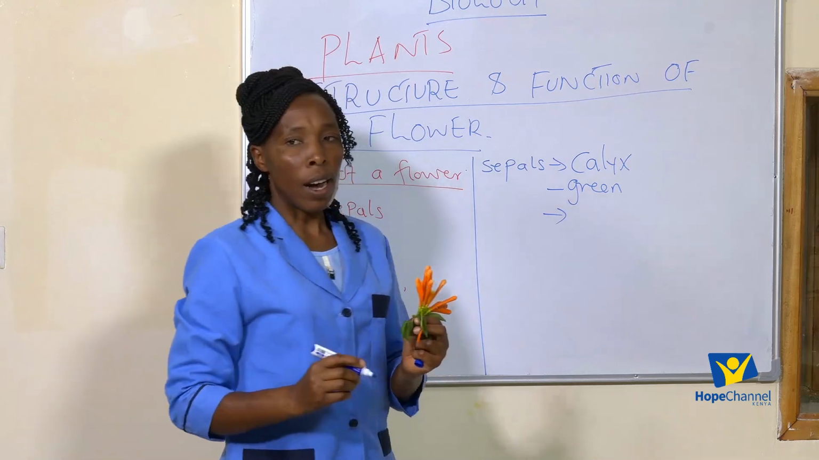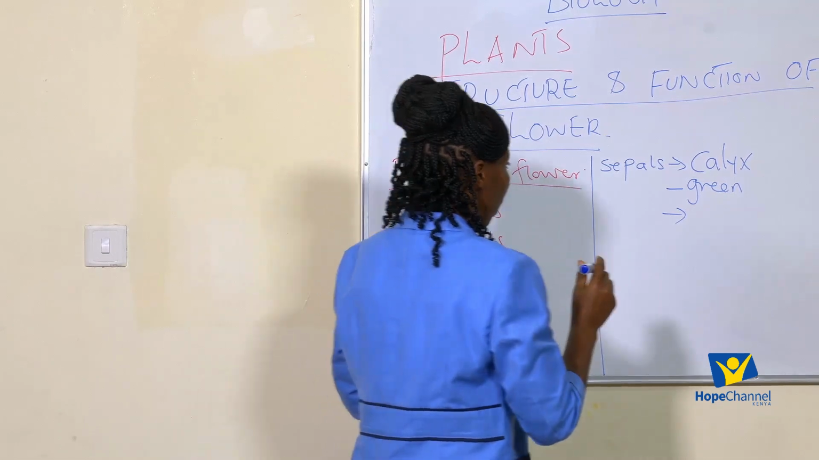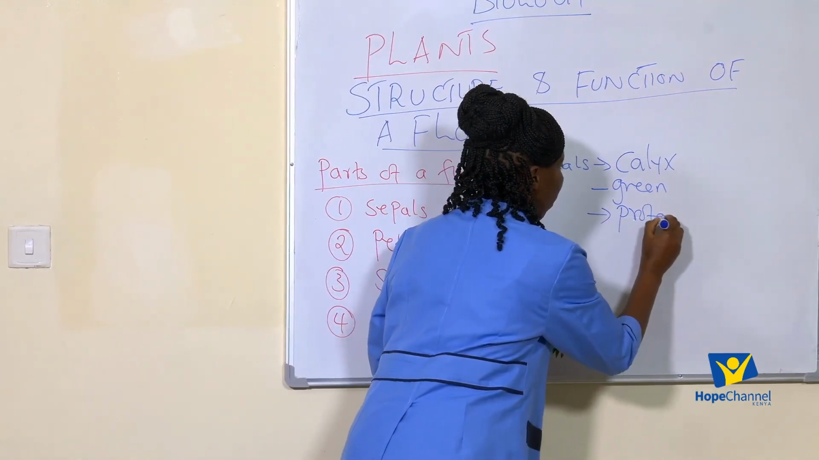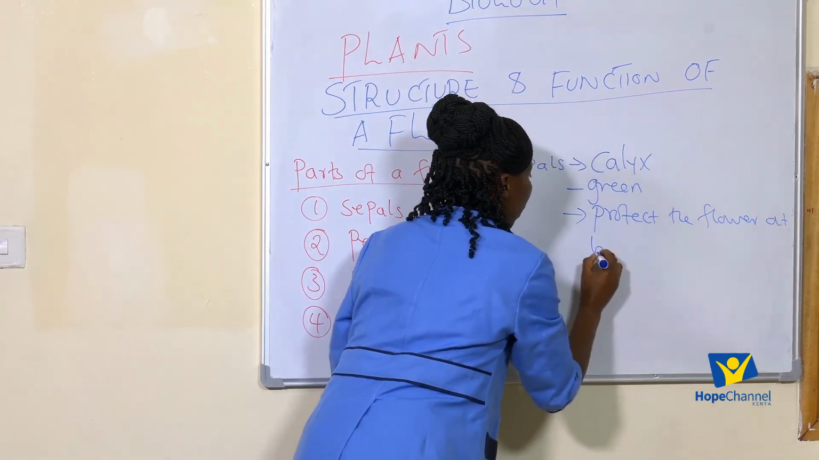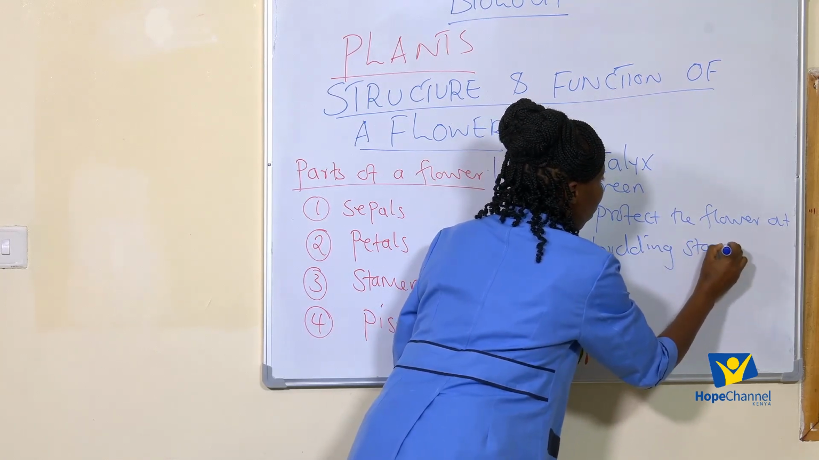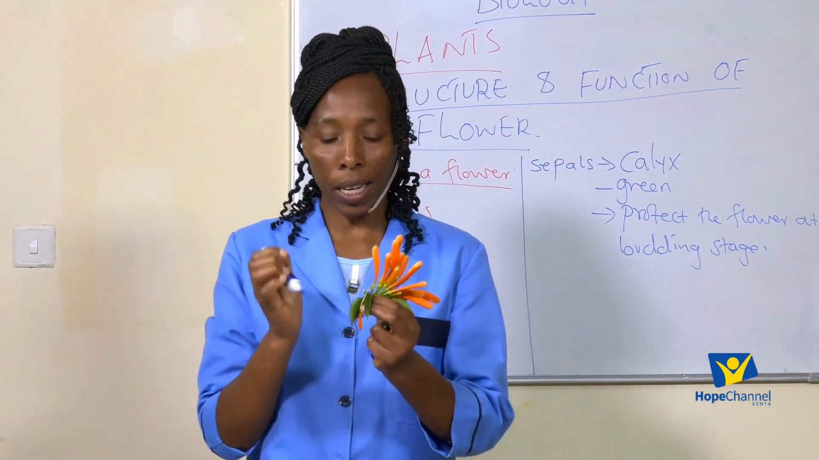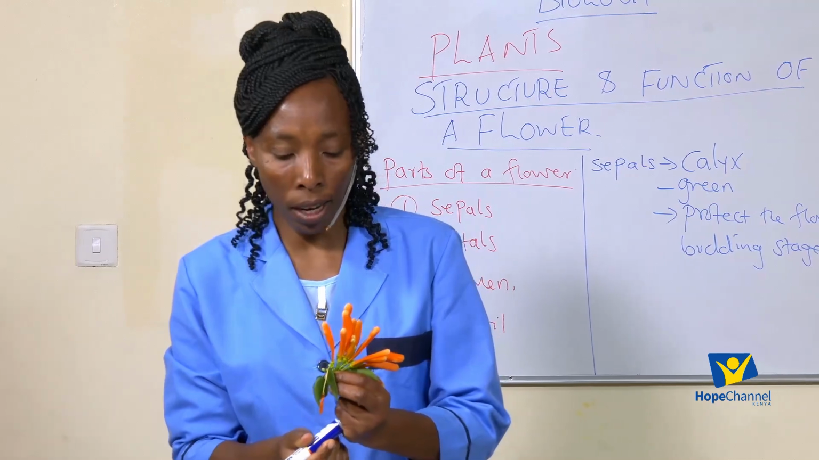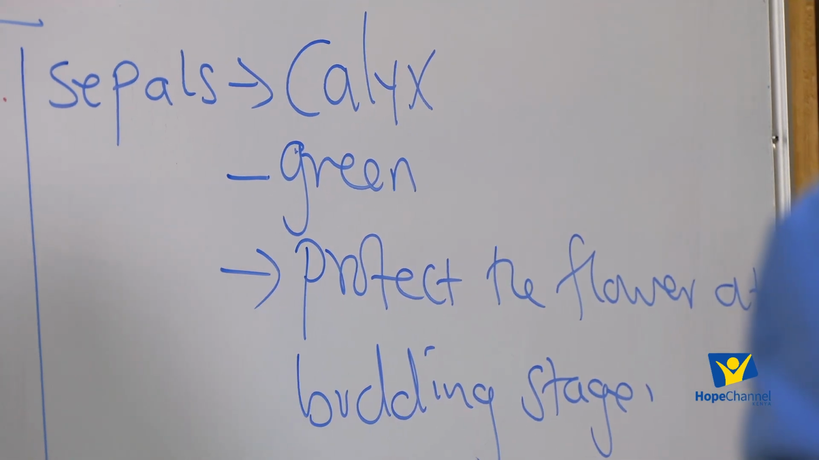And I've said when they are green, it means they have some chlorophyll. Then we are saying the sepals enclose the flower during the budding stage. So they protect the flower at budding stage. So they serve a role of protecting the flower during the budding stage. And we have said that they are green in color. And I've said, of course, that collectively we refer to the sepals as the calyx.